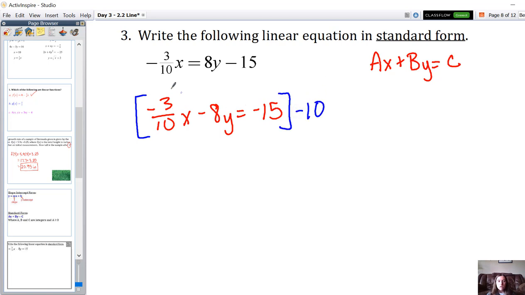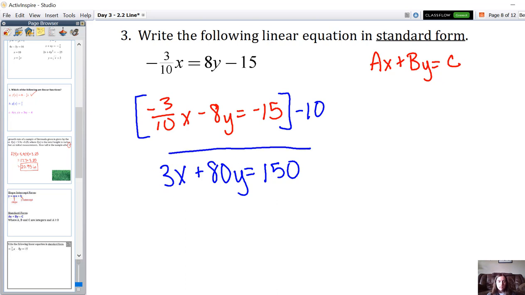Because when I do that, if I multiply this first term by negative 10, that gets rid of this negative sign and gets rid of this 10. Because negative 3/10 times negative 10 just leaves us with positive 3. Then negative 8 times negative 10 is positive 80. And we have negative 15 times negative 10, which is 150. So now all of our numbers, a, b, and c, are integers, and a is positive. So we are in standard form.